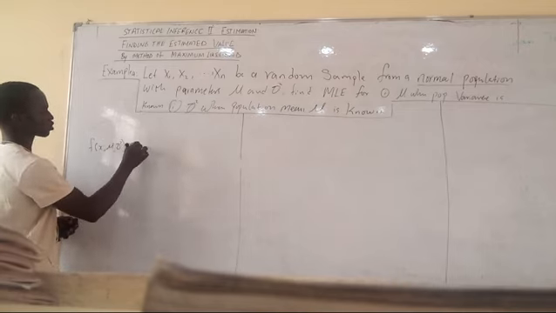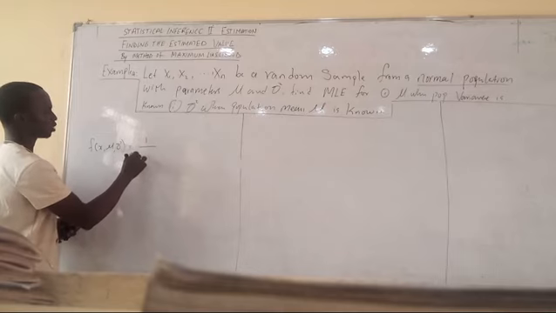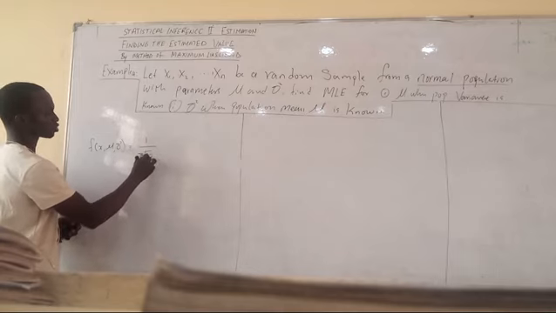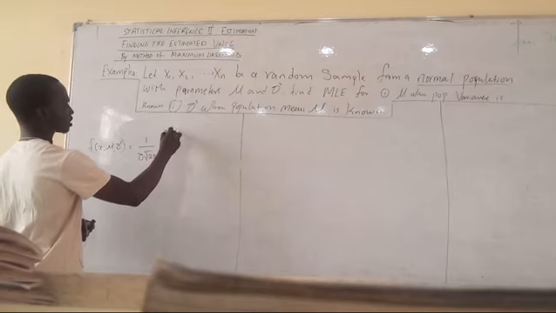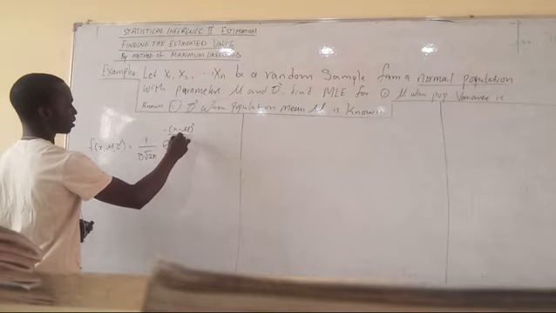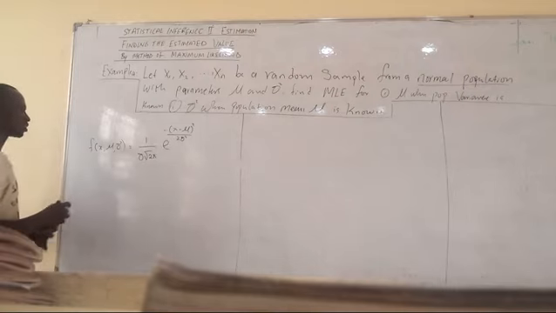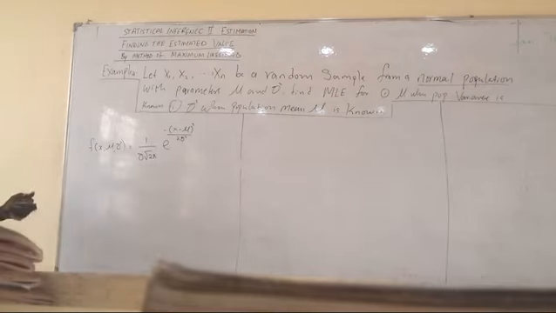Then this is equal to 1 over sigma root 2 pi, exponential minus (x minus mu) squared over 2 sigma squared. So these are exponential, our normal distribution function.